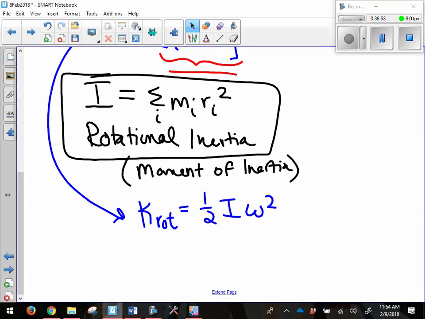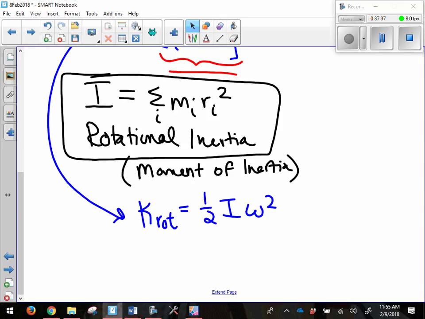So if you look at table 10.2, I don't know what page it's on. Page 274, okay? So you should be opening your book to page 274. All right, that gives you the rotational inertia for a bunch of common objects. But notice that it's really important what the rotational axis is.